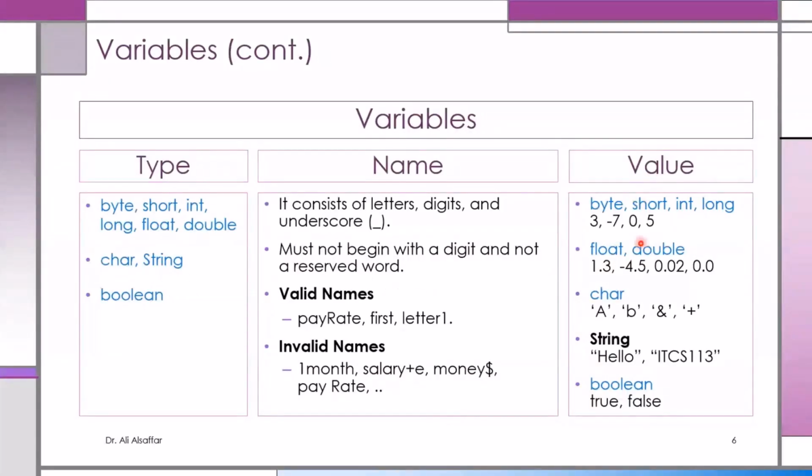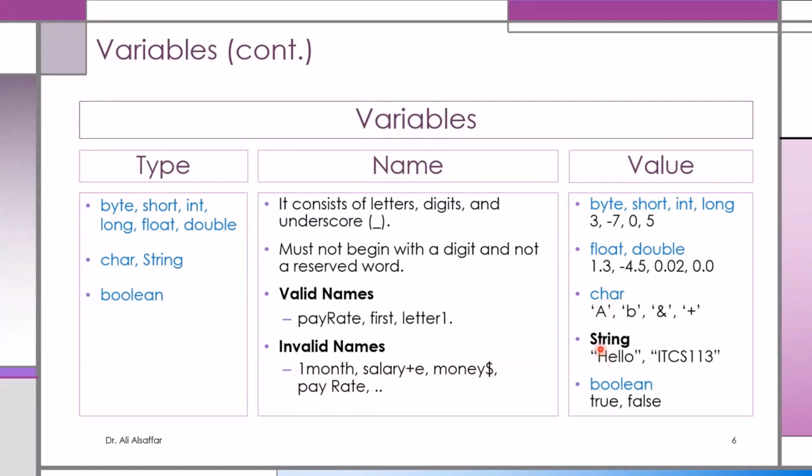Now for some values, because remember that for every variable we need type, name, and value. Now for some values, these are integers, 3, minus 7, 0, 5. And the keyword we use for Java is this. Here we have real numbers, 1.3, minus 4.5. And here we have char. Char means a single character, and you use single quotation marks around it.